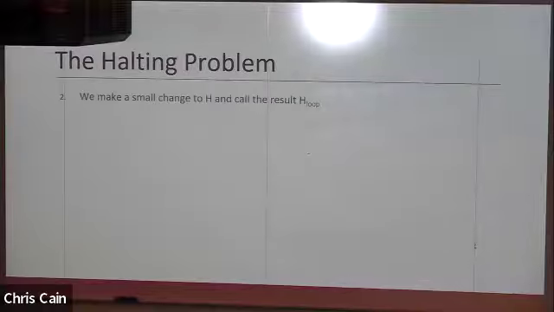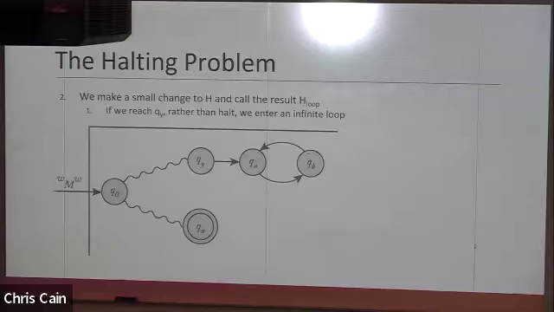All right, we're going to make a small change to H. If we reach Qy where M accepts W, rather than halting, we're just going to enter an arbitrary infinite loop. Because we can. Do we agree that that's something we could do? Rather than halt and accept, we're just going to force an infinite loop there. And that's the only change we're going to make.